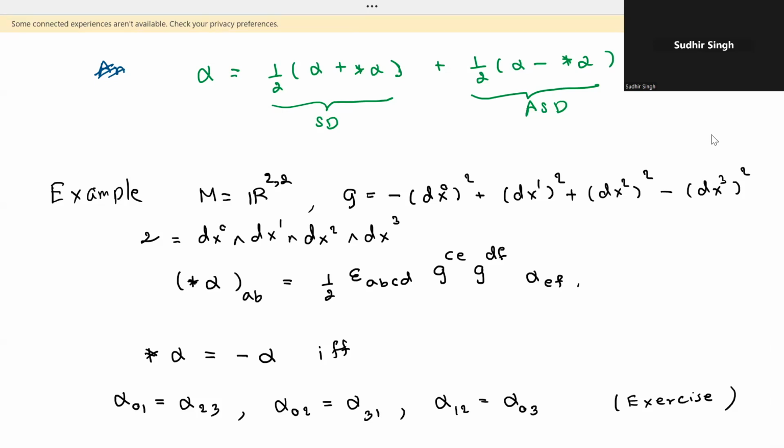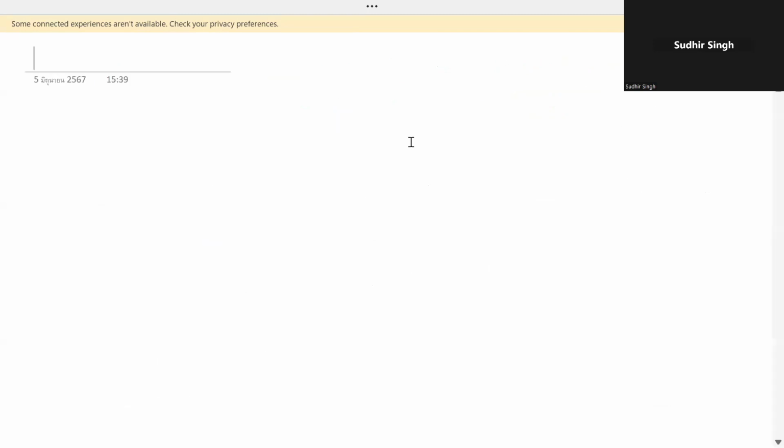So add one more page. So self-duality of curvature two form.